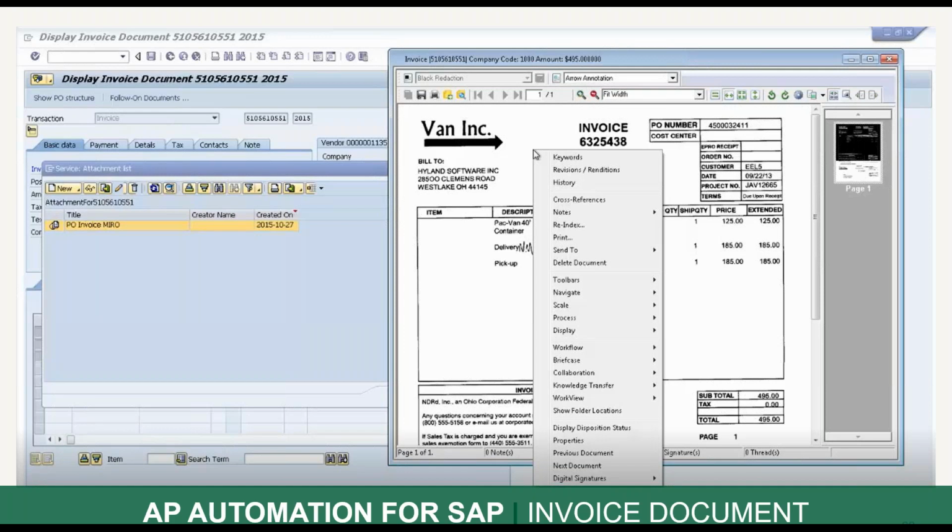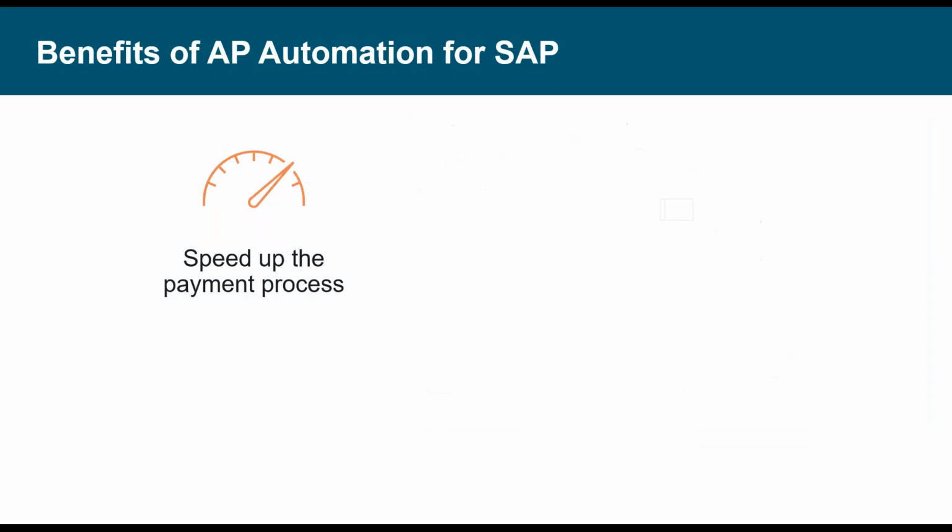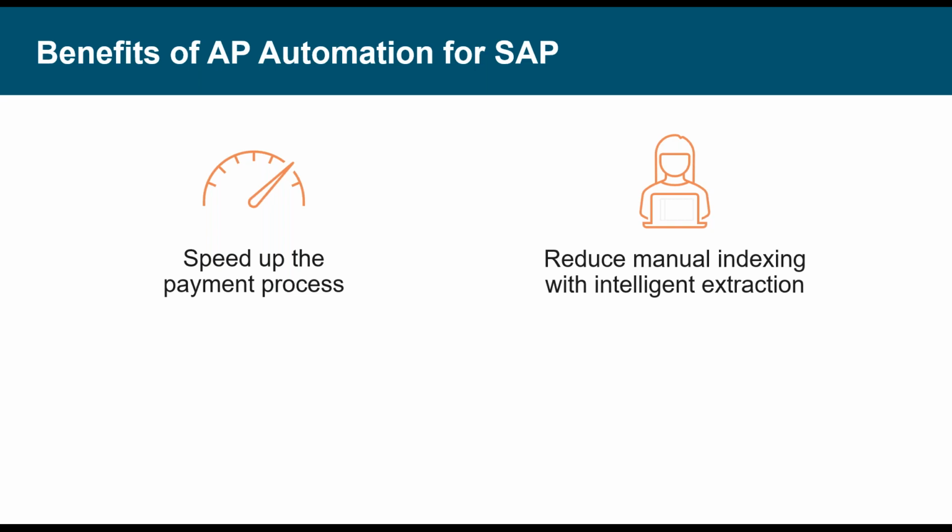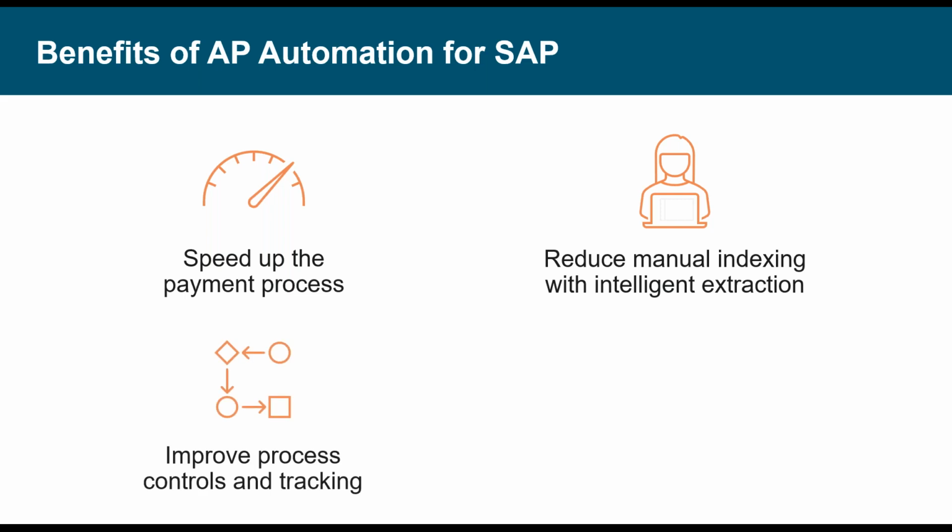So hopefully that gives you the high level overview. From a benefit standpoint, ultimately, we're really looking just to speed up the payment process. We're automatically validating invoices with SAP data and posting those for payment just as quickly as possible, speeding up those processes. We're also reducing the manual indexing by using that intelligent extraction to efficiently gather data straight from those AP documents. And that's also going to help us improve process controls and tracking.